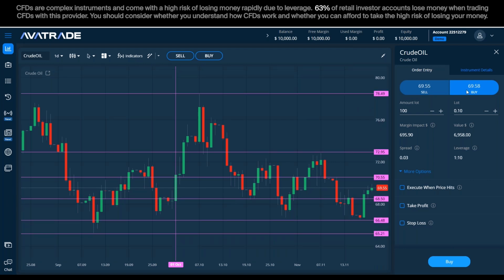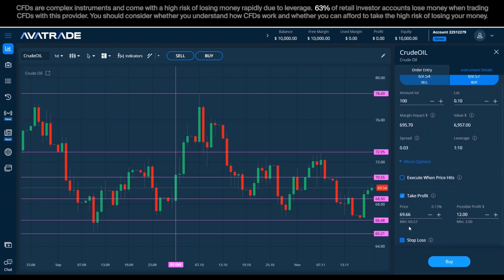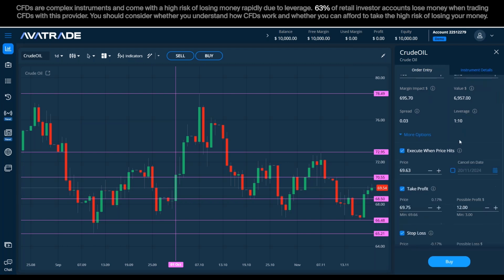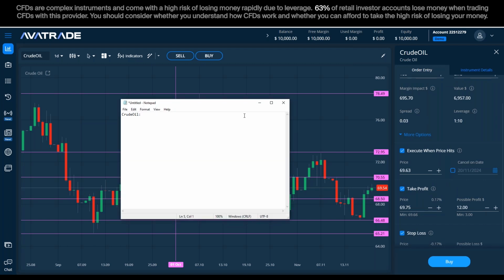Let's assume that this is a buy. Let's keep it as a buy. Let's enable the take profit, enable the stop loss, and enable the execute when price hits, and we'll modify them. Now, even if I take the buy and the price goes slightly higher, I need to close the position and take the profit on the spot. How much profit? I still don't know.